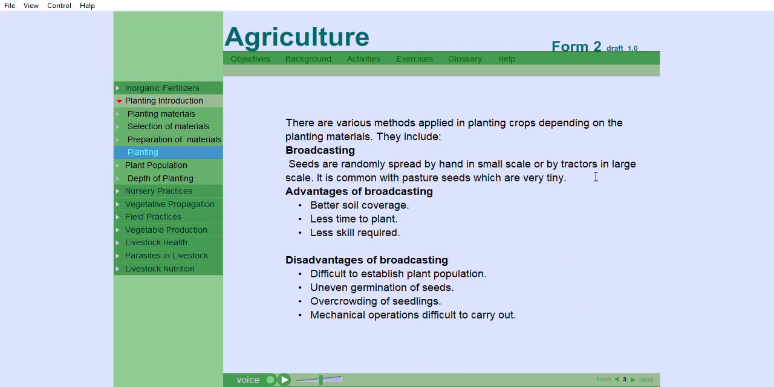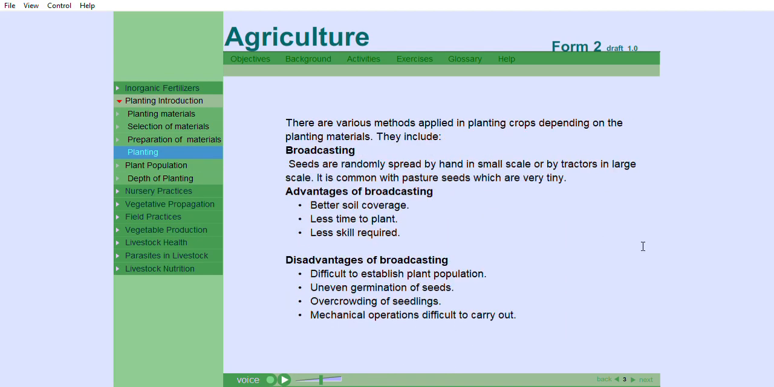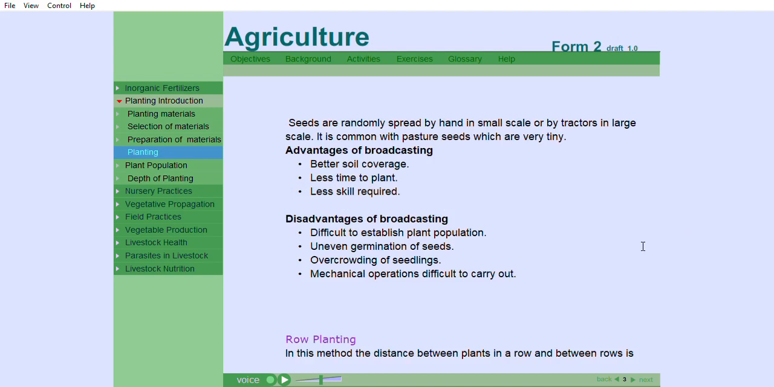Methods of planting. There are various methods applied in planting crops depending on the planting materials. They include broadcasting. Seeds are randomly spread by hand in small scale or by tractors in large scale. It is common with pasture seeds, which are very tiny. Advantages of broadcasting: better soil coverage, less time to plant, and less skill required. Disadvantages of broadcasting: difficult to establish plant population, uneven germination of seeds, overcrowding of seedlings, and mechanical operations difficult to carry out.